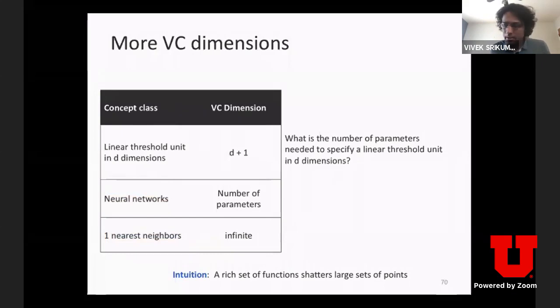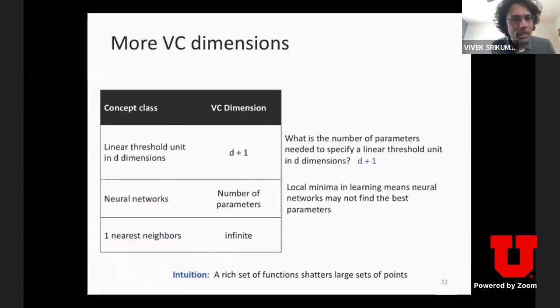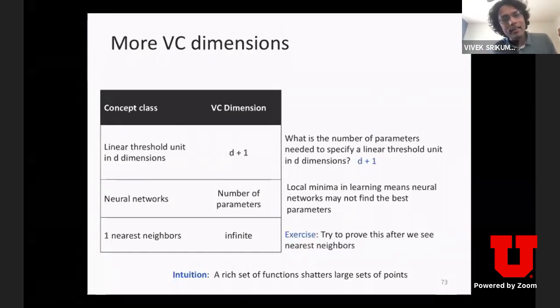Interestingly, the number of parameters needed for linear classifiers is also d plus 1. The VC dimension behaves like the number of parameters, even for linear classifiers. For neural networks, it turns out that there is more. VC dimension is not sufficient. There are optimization issues we have to worry about. And when we come to nearest neighbors at the end of the semester, I want you to think about this. Why would this be infinite? So, are there any questions?